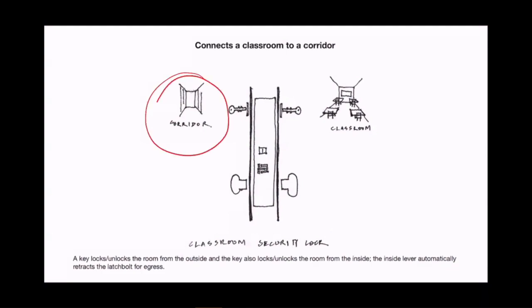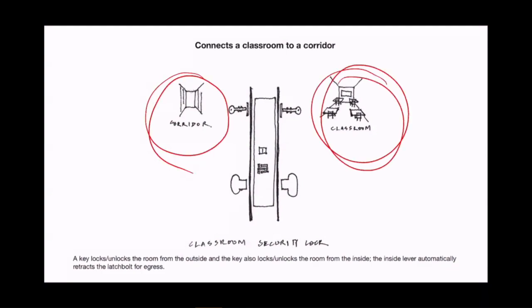Here's the corridor on the left and the classroom on the right. And we have a key on the corridor side so that we can lock the door when we're done with it at the end of the day, and we can unlock it in the morning. And we have the knob or lever, more likely lever, on the classroom side that allows for egress, so even if it's locked for some reason, the students and the teacher can get out.